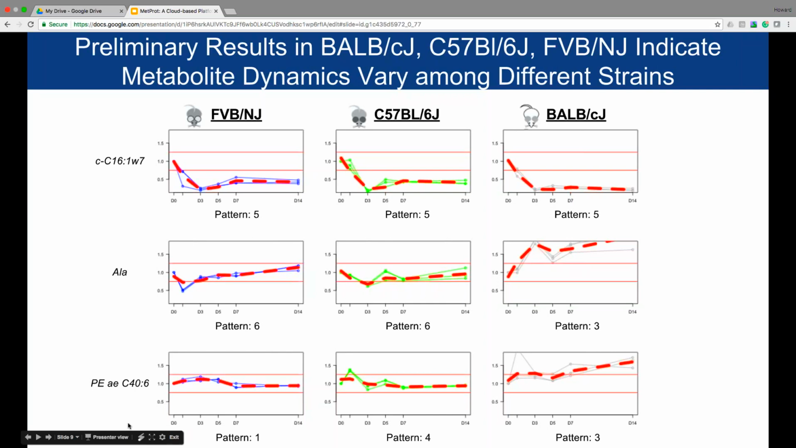And the phosphatidylethanolamine shows a distinctive pattern across the 3 different strains. It's more stable in FEB, a monophasic increase in C57, and a continuous increase in BALB-CJ.